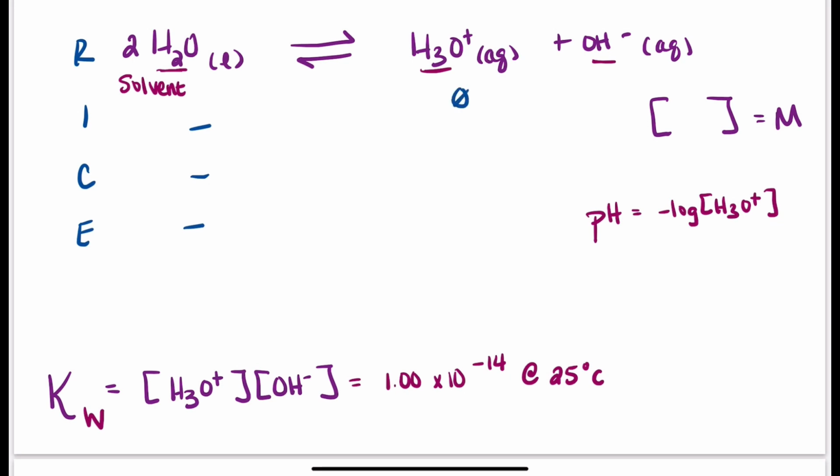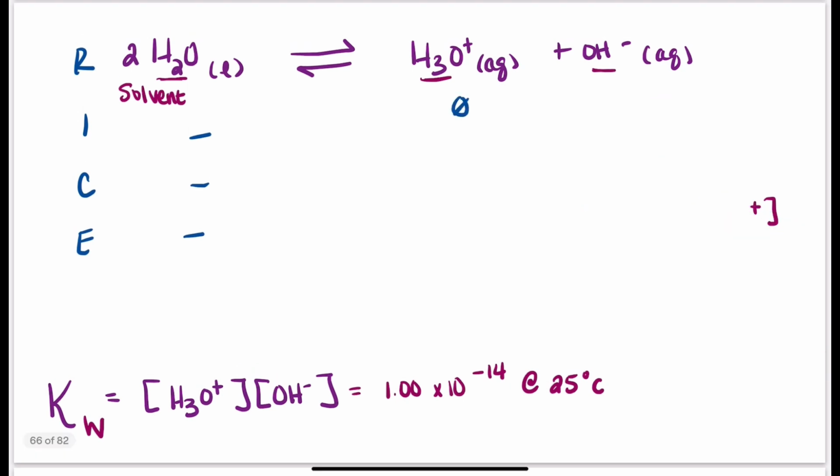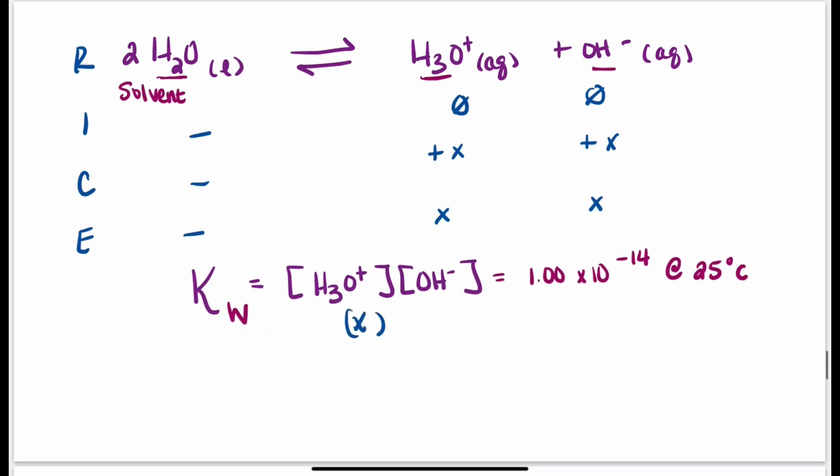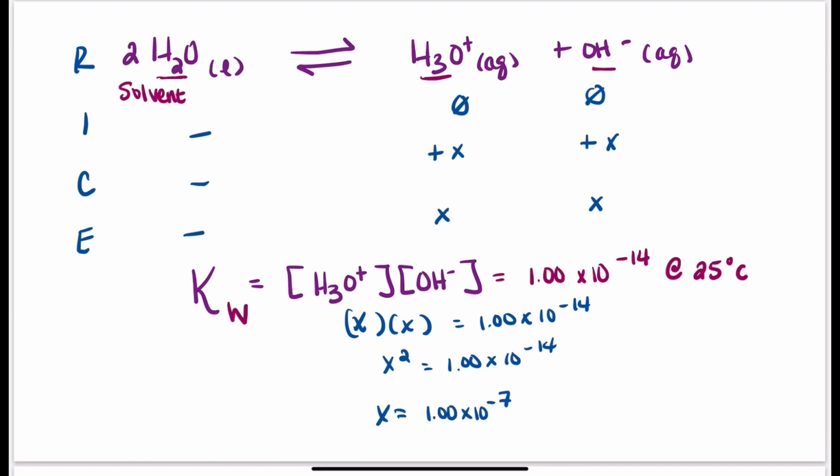this doesn't go into it. I assume I have none of this at the start. This is product, so plus x, so at equilibrium I have x and x. If I plug them into my K expression, that's the same as saying x times x equals 1.00 times 10 negative 14. X squared equals 1.00 times 10 to the minus 14. Therefore, x has to be equal to 1.00 times 10 negative 7, because I just took the square root of both sides. But remember what this means.